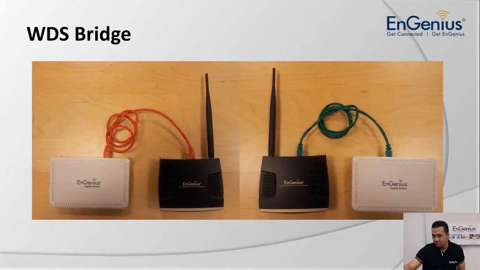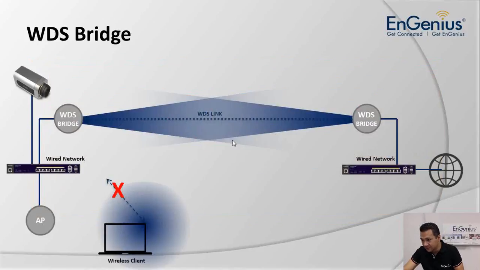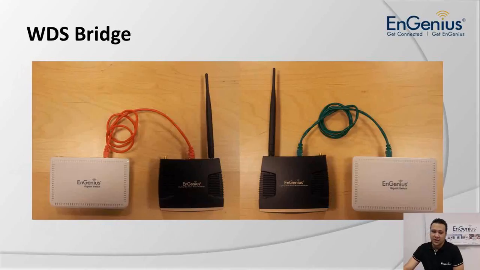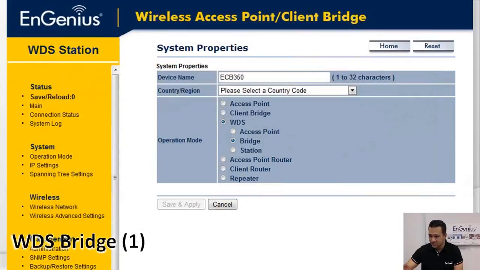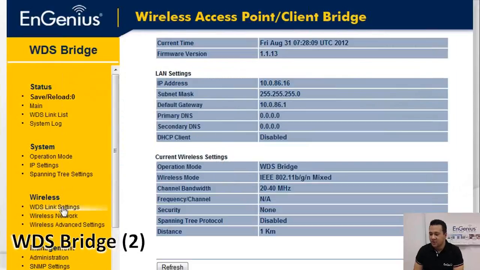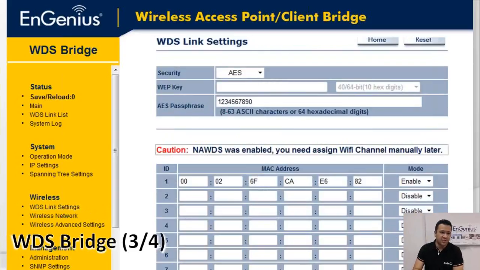Okay, so in real life, a connection could look like this. I have 2 switches here in the picture, like I have in this schematic drawing. In this case, I have an example of 2 ECB350s. And we'll go quickly through the screenshots here. Of course, we have to select the WDS Bridge mode. We have to go to the WDS link settings here. And this is the most important page where you actually put the WDS link settings in.